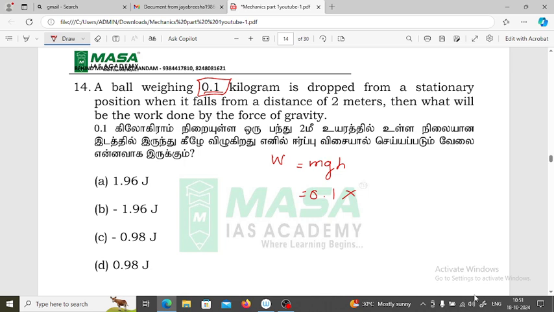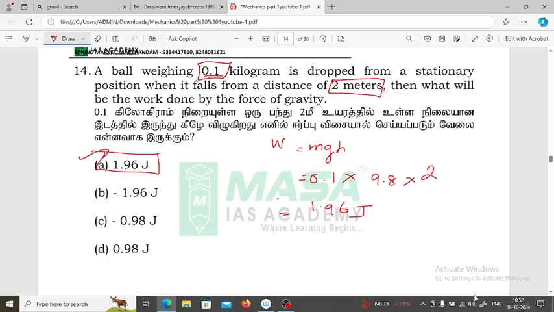Substitute this 0.1 and acceleration due to gravity is considered as 9.8. Acceleration due to gravity is 9.8 meter per second square and height is given in our problem, that is 2 meters. Substitute all the values. 0.1 into 9.8 into 2. We get 1.96 joule. Just multiply 0.1 and 9.8 and 2. Answer is option A. A is correct. Next question.